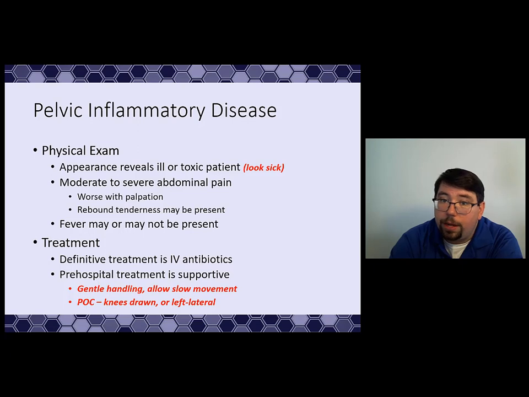We also want to recognize, does the patient have a fever? A fever is going to be an underlying clue that there's some type of infection within the body and can point us in that direction. Treatment, definitive-wise, is antibiotics, especially if we're dealing with bacterial infections. Pre-hospital treatment is generally supportive.